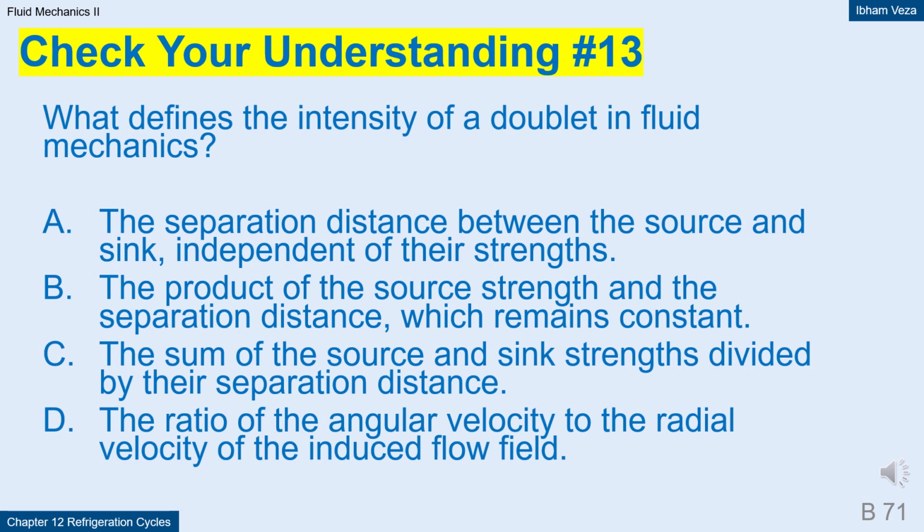Incorrect, because the doublet's intensity is defined by the product of the source strength and the distance, not their sum divided by the separation. D. The ratio of the angular velocity to the radial velocity of the induced flow field. Incorrect, because the doublet's intensity is not defined by velocity ratios, but by the source strength and separation distance.